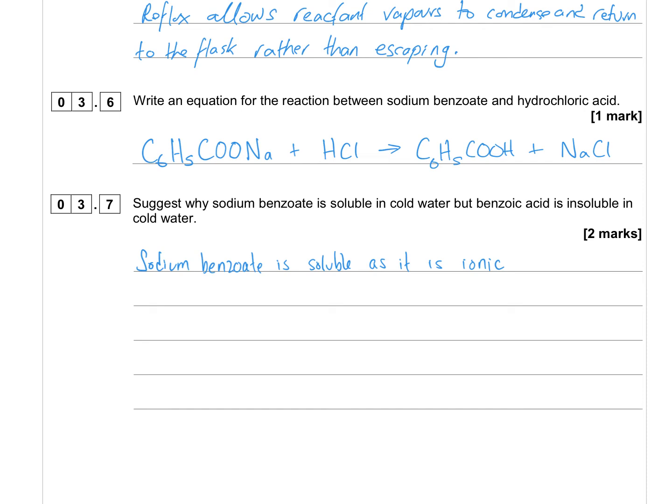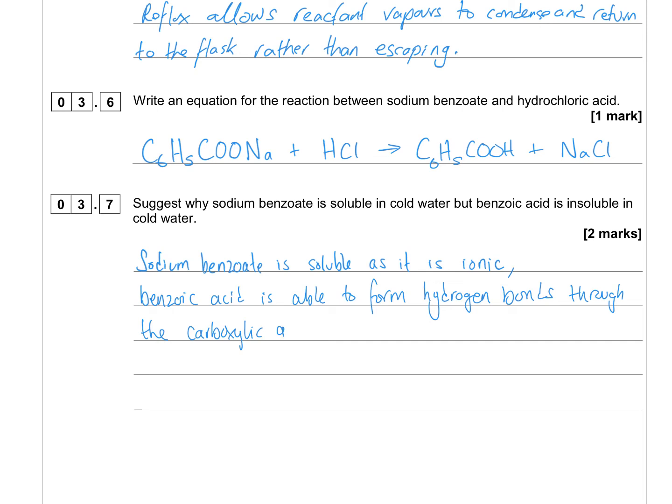Whereas the benzoic acid has the carboxylic acid group in it, and the carboxylic acid group is able to form hydrogen bonds, but it's attached to quite a large non-polar benzene ring, and that benzene ring, it's only got the one carboxylic acid on there, so the hydrogen bonds formed are not enough to make the benzene ring soluble. So because the benzene ring itself is very non-polar, you're not going to be able to surround the whole thing and hydrate it with water molecules, therefore it's going to be insoluble.